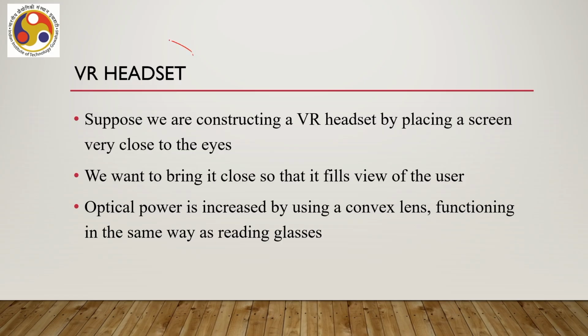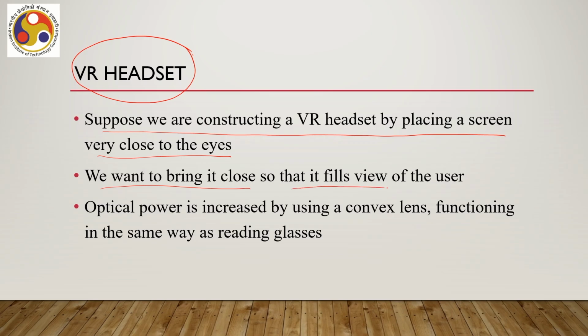Now, what happens with a VR headset? Suppose we are constructing a VR headset by placing a screen very close to the eyes. Now, what do we want? We want to bring it close so that it fills the field of view of the user. The user is not able to see anything beyond the screen. The optical power is increased by using a convex lens functioning in the same way as reading glasses. So, inside the VR headset there will be a convex lens plus a screen that will render the image, and the lens will help us focus it to the retina.